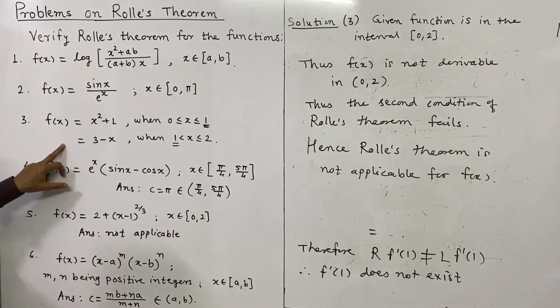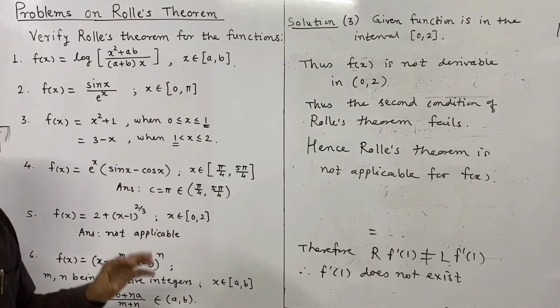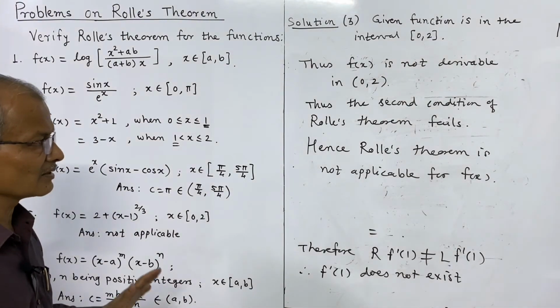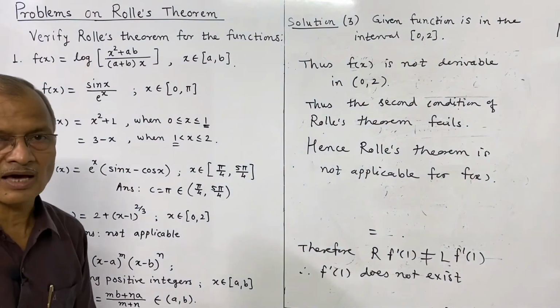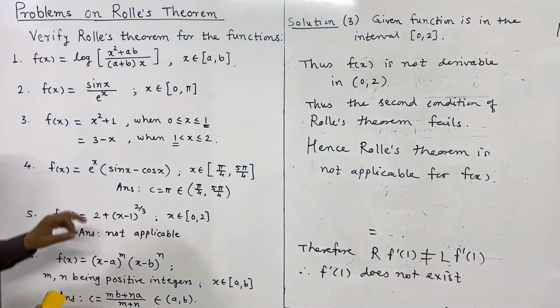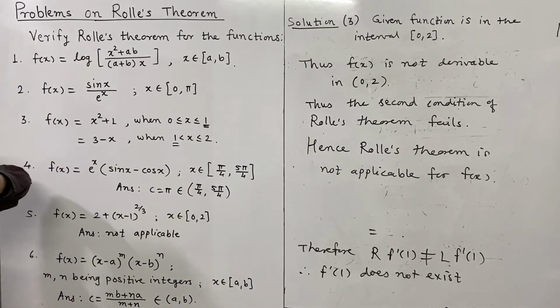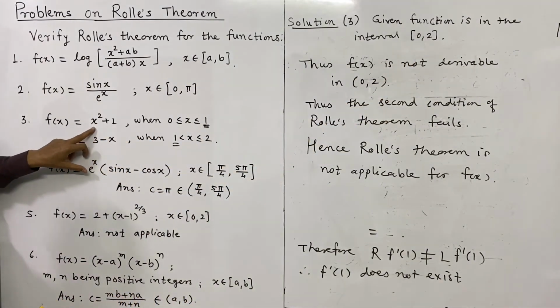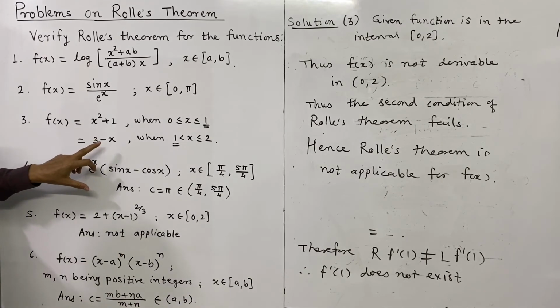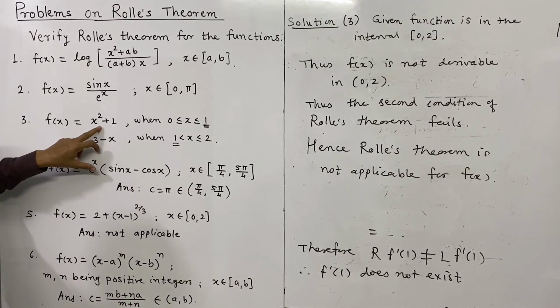Here we can't apply the theorem because the second condition fails. If one of the conditions fails, we say the theorem is not applicable. And if all the conditions are satisfied, there is no need to check the third condition. What is the third condition of Rolle's theorem? F of 0. Now what is f of 0? It is 1.